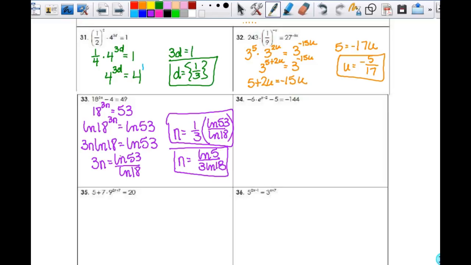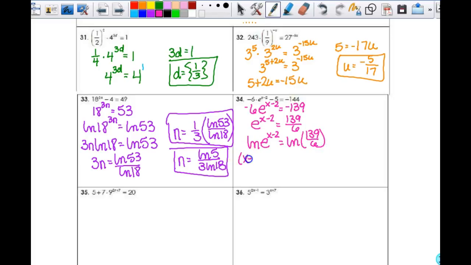Okay, so then on 34, I'm going to have to start by adding 5, so I'm going to get negative 6 times e to the x minus 2 power equals negative 139. And then I'm going to divide by that negative 6, so e to the x minus 2 power is equal to 139 over 6. It becomes positive because of the negative and the negative. So now I'm going to take the natural log of both sides. Natural log of e to the x minus 2 power equals the natural log of 139 over 6.